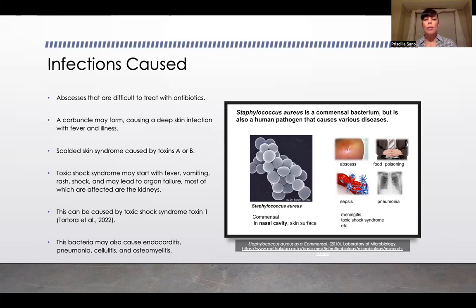A carbuncle can form, causing a deep skin infection, and that will also present with fever and illness. Scalded skin syndrome can be caused by toxins A or B. Toxic shock syndrome may start with fever, vomiting, rash, shock, and it can lead to organ failure. More commonly, the kidneys tend to be affected. And this will all be caused by toxic shock syndrome toxin 1. The bacteria may also cause more prominent types of infections such as endocarditis, pneumonia, cellulitis, and osteomyelitis.